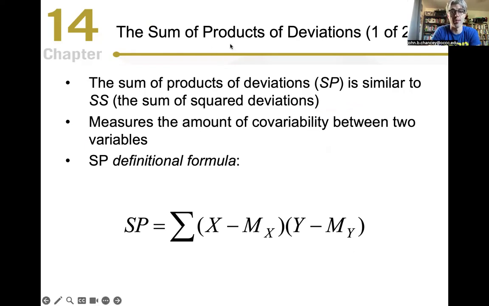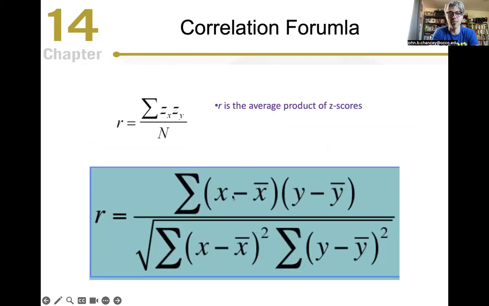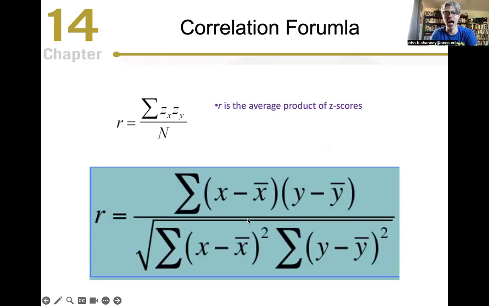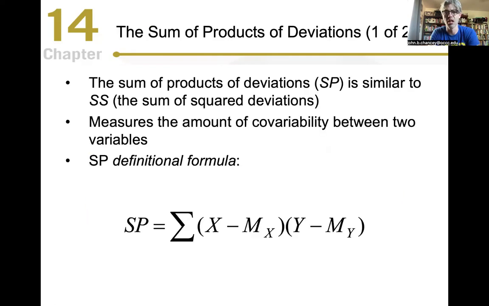The numerator is called the sum of product deviations. It's the same thing I just showed you. This conceptually is the same thing as this. They just use the M, mean of X, mean of Y. Same thing. I just visually like to see the X's and Y's together. That's just me visually.